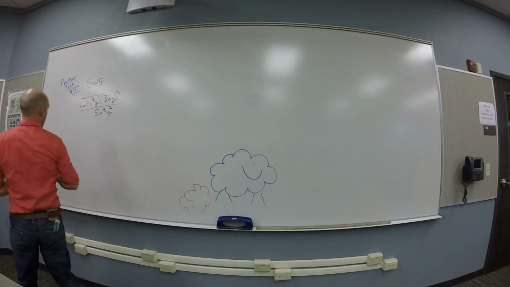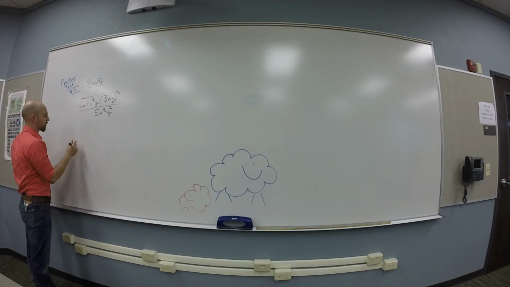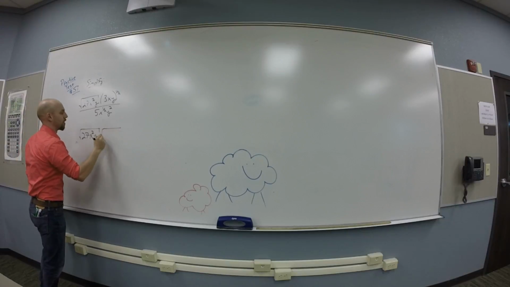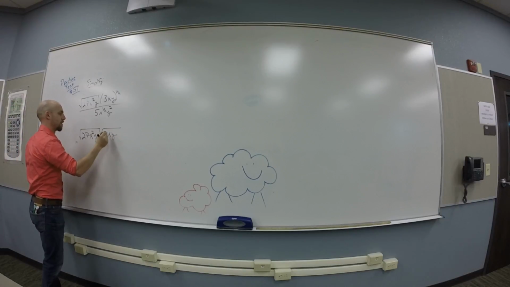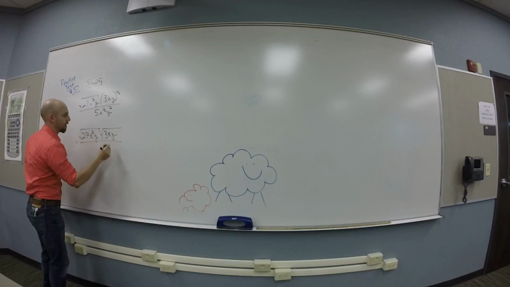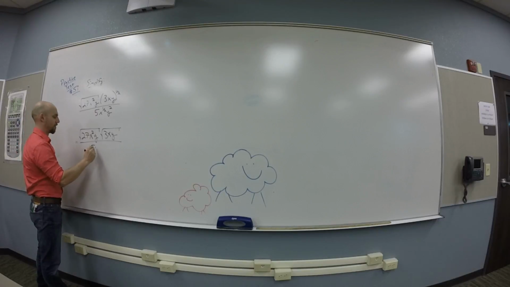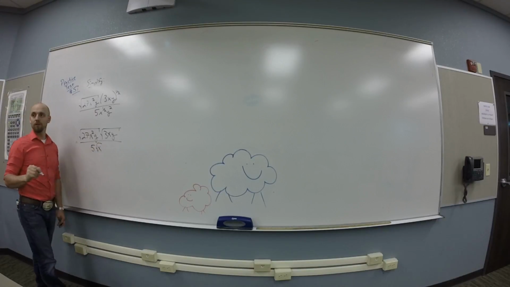Yeah. Okay. So I could rewrite this whole thing as the square root of 27x squared y times the square root of 3xy over... what do you got on the bottom? 5 square root x times... No, why is it the square root of x and not 5x?